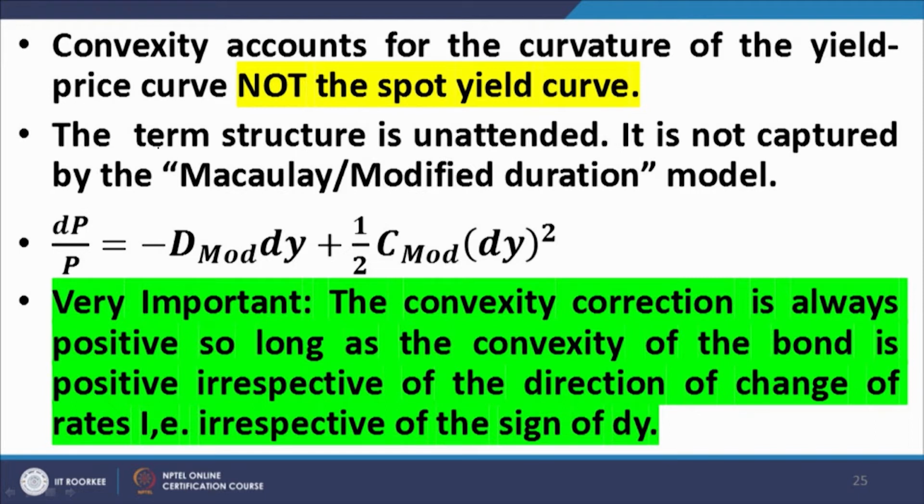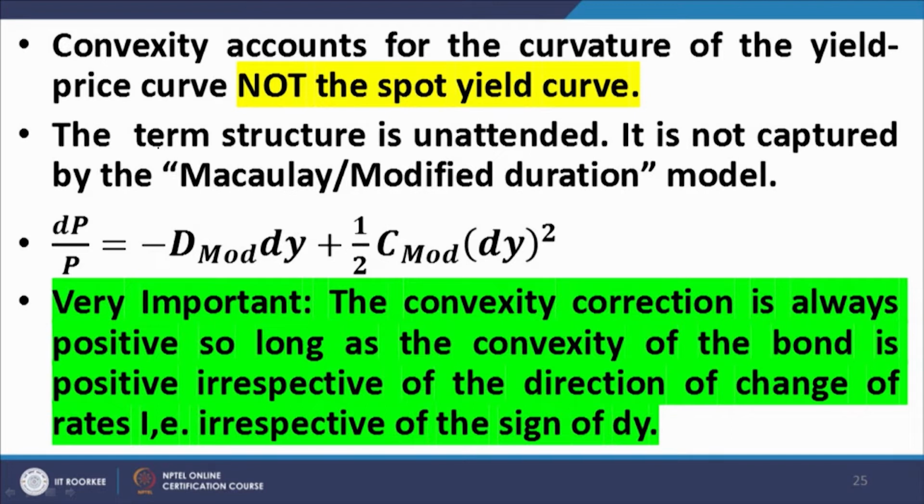As I mentioned, we assume a flat term structure, we assume a constant value of y, which is the YTM, and if you assume a constant value of y, obviously you are ignoring the functional relationship between the maturities and the corresponding spot rates.